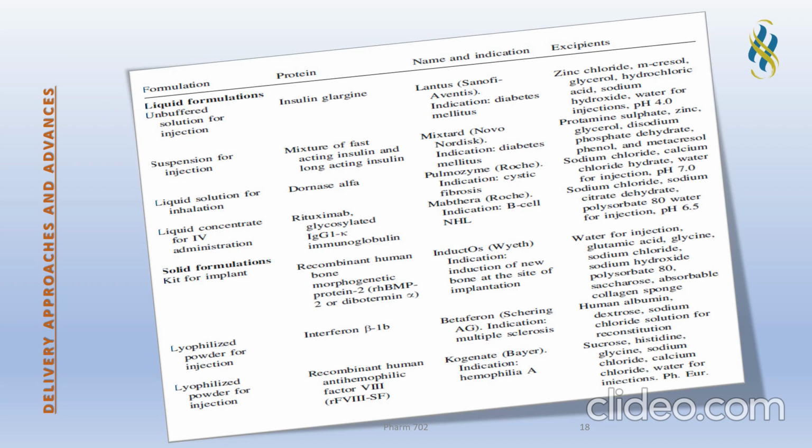of proteins. Liquid formulations may include unbuffered solution or injection when the protein is insulin or insulin glargine. It is available as Lantus, which is prepared by Sanofi Aventis and is used for diabetes mellitus. The excipients in this unbuffered solution for injection include zinc chloride, m-cresol, glycerol, hydrochloric acid, sodium hydroxide, water for injection, and the pH is 4.